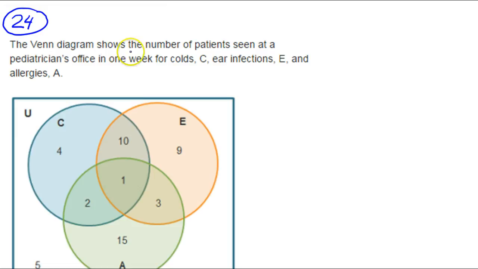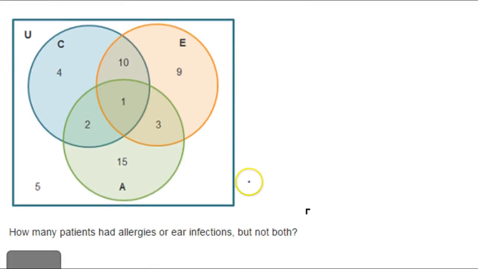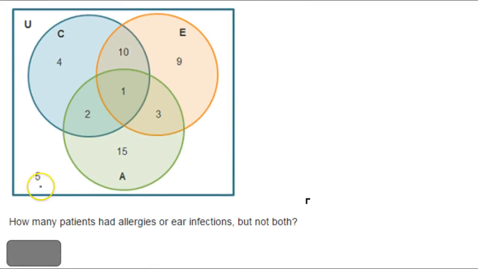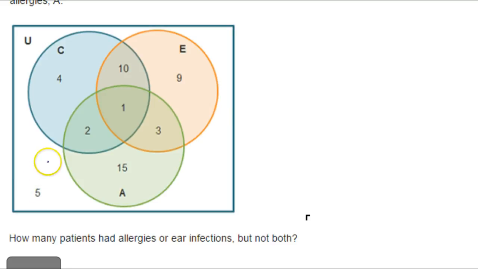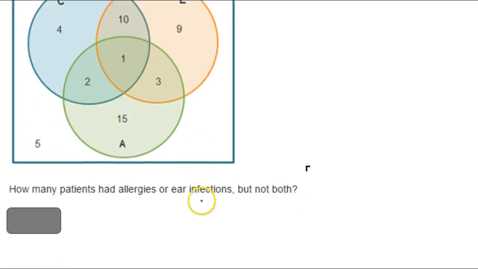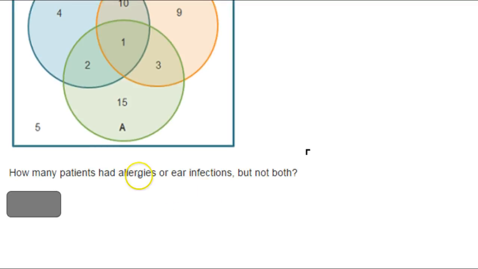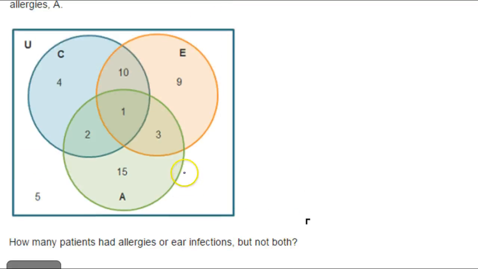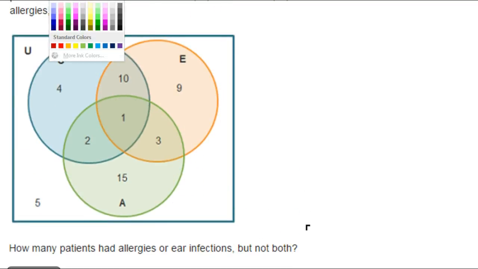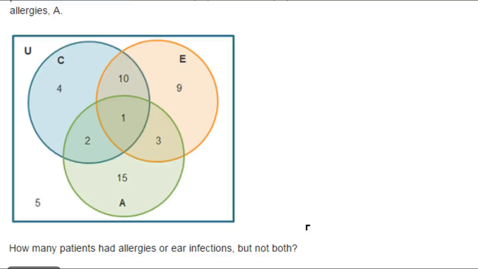This Venn diagram shows the number of patients seen at a pediatrician's office in 1 week for colds, ear infections, and allergies. So that means there were 5 children that came in for something different other than colds, ear infections, and allergies. How many patients had allergies or ear infections but not both? Let's talk about that. Allergies or ear infections.